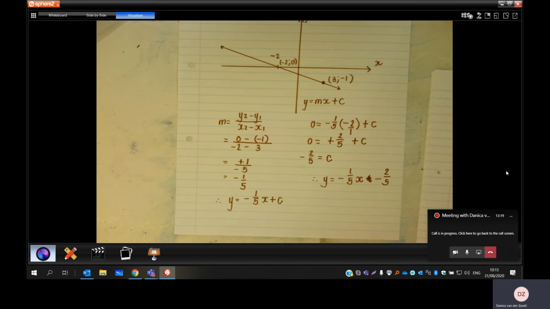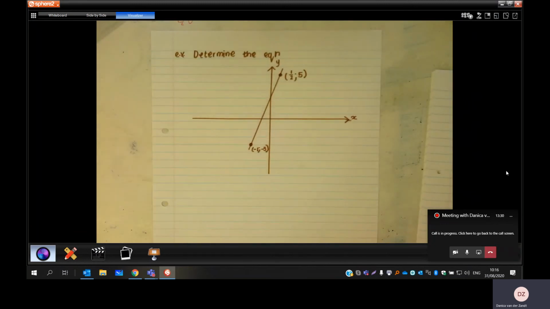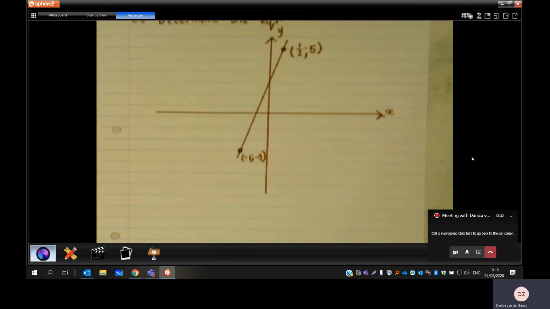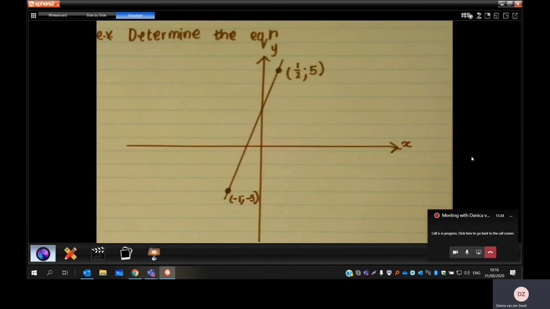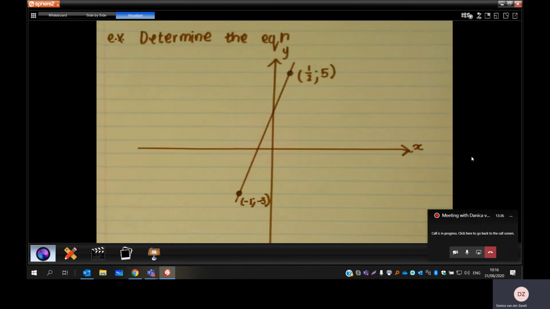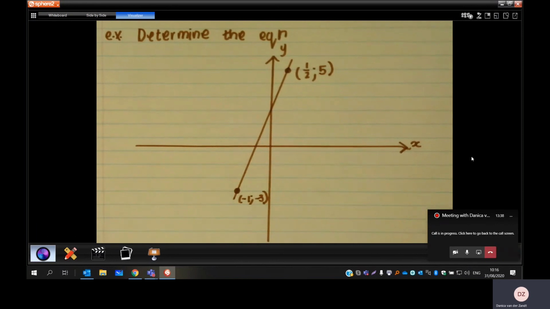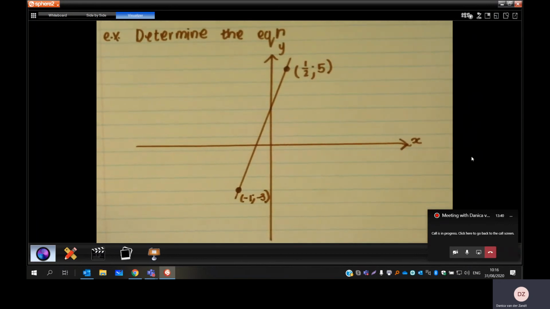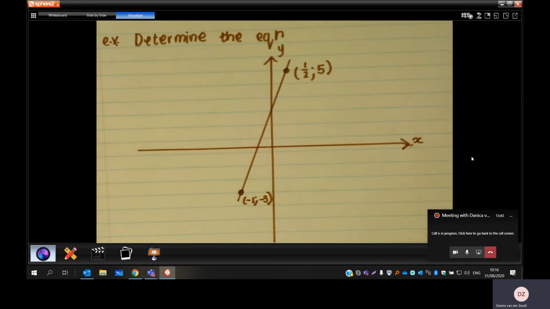Okay, our next one, and 3, 2, no objections, 1. Okay, just zooming in so we can see those values. So you're determining the equation. I'll give you 2 coordinates. It is 1/2 and 5, and negative 1 and negative 3.